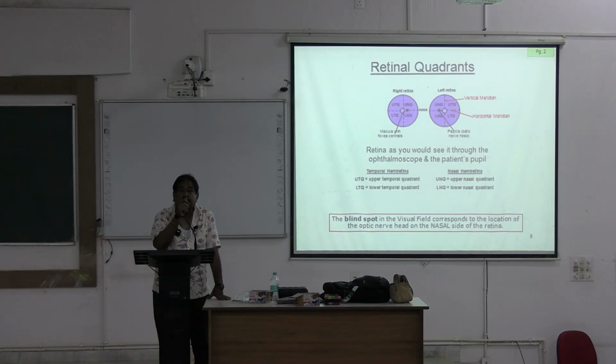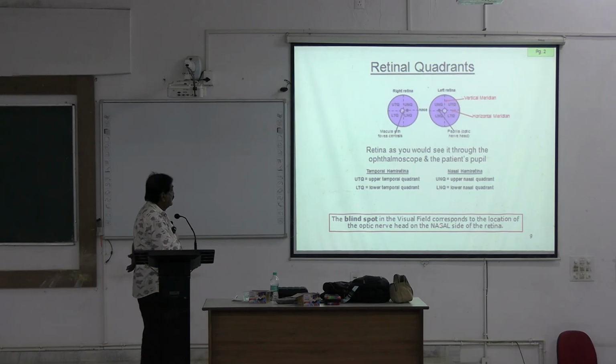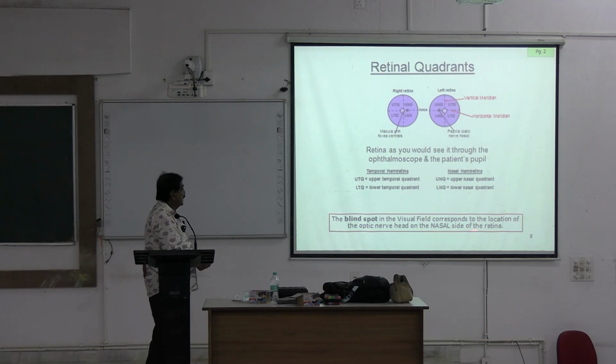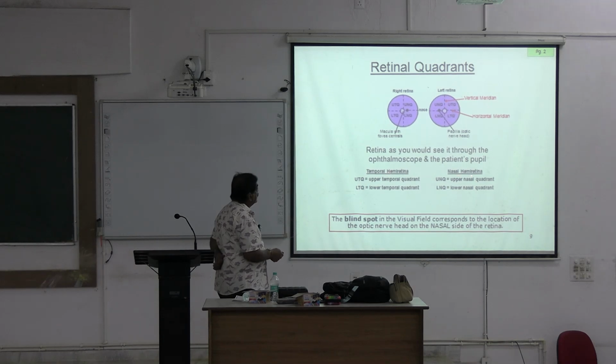Now, doing an ophthalmoscopic examination, the blind spot in the visual field corresponds to the location of the optic nerve head on the nasal side of the retina. This is the retina as you would see through the ophthalmoscope and the patient's pupil. Now, this is the temporal hemiretina, nasal hemiretina, upper temporal quadrant, lower temporal quadrant, upper nasal quadrant, and lower nasal quadrant.